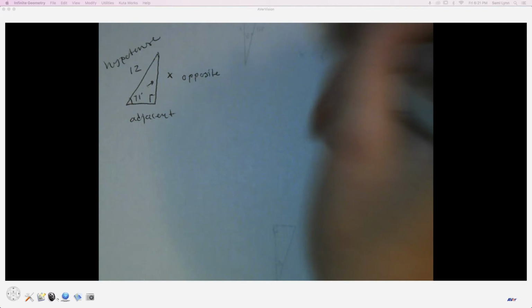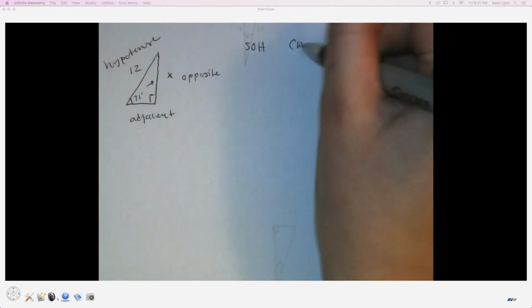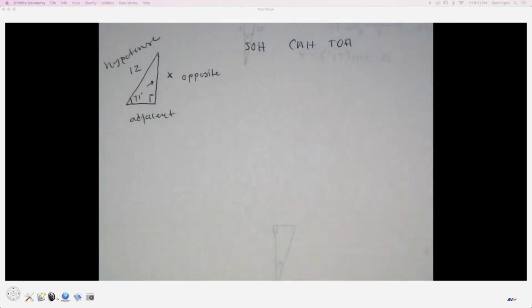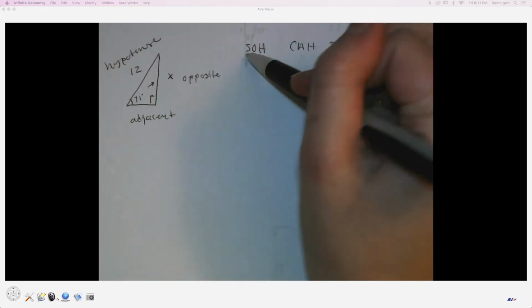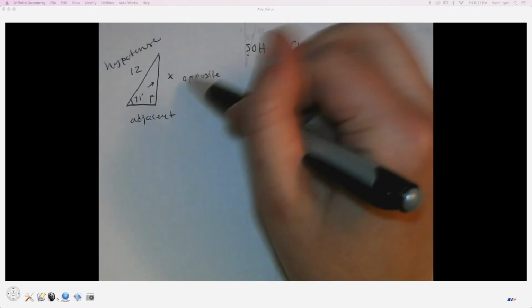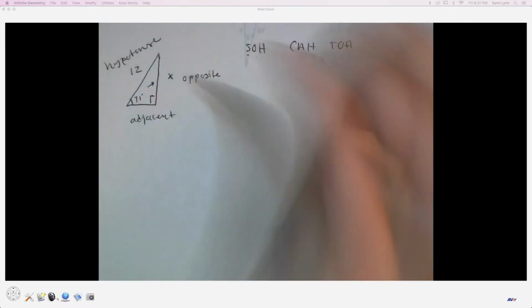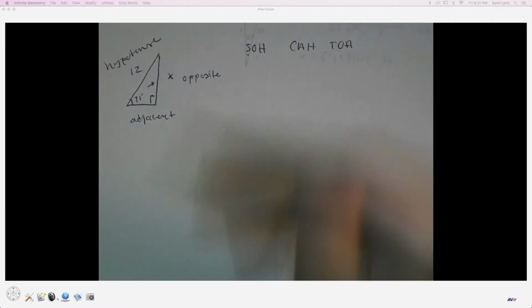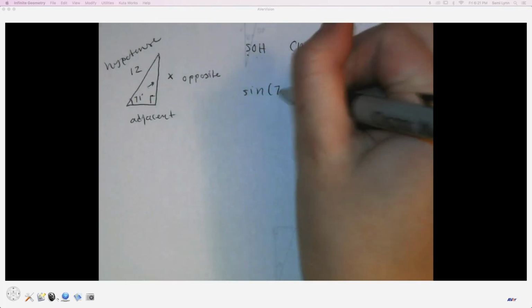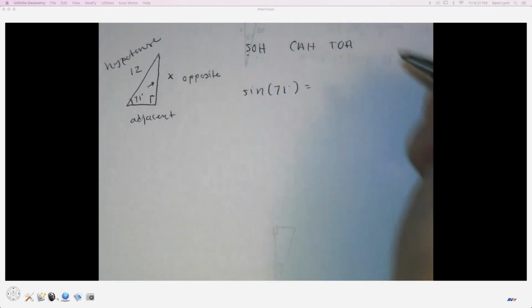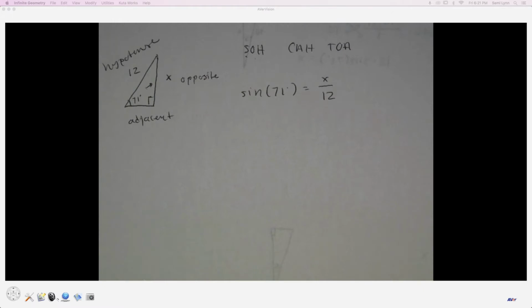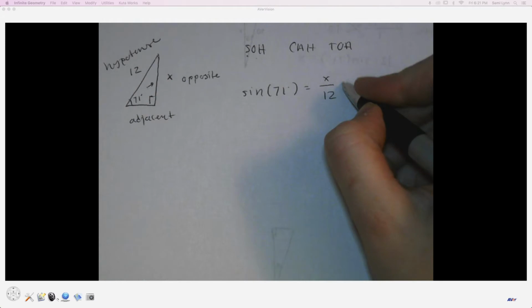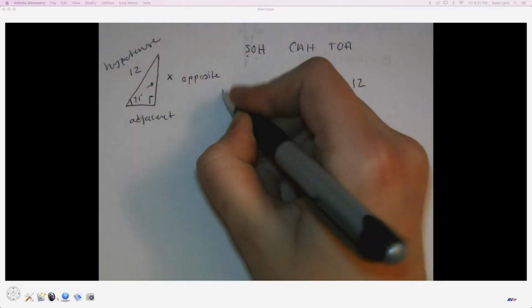So what can I use? Let's think about SOHCAHTOA. Conveniently, I'm going to look at sine first, and I can see that sine is equal to my opposite side. Hey, I'm given that, and my hypotenuse, which I also have. So I can take sine of my angle, and I can set that equal to x over 12. Now, how do I get 12 out of the denominator? That's important. I want x by itself. So I can multiply by 12 on both sides.